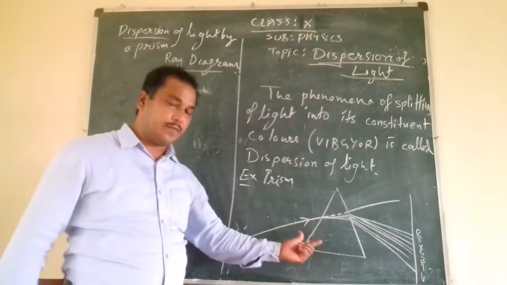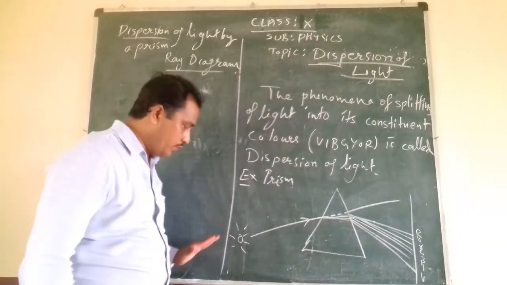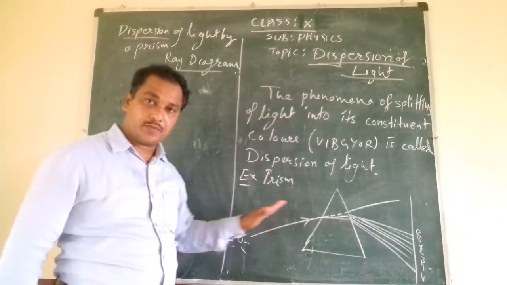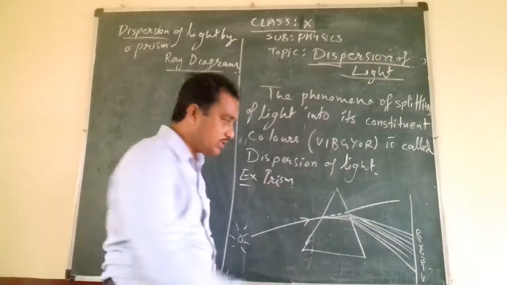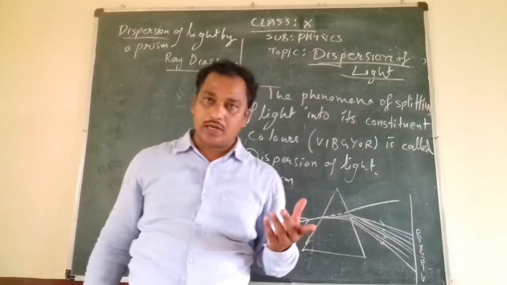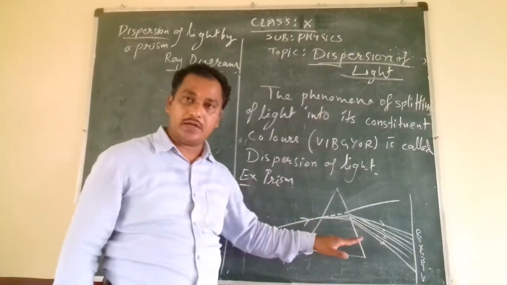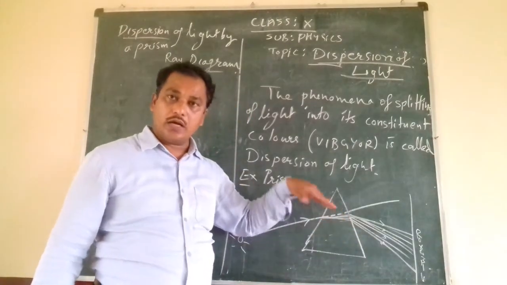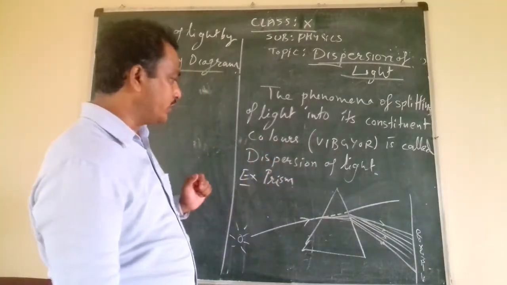As you can see in the diagram, when sunlight falls on the prism, it is split into its constituent colors. You are aware of the refraction of light. When light goes from a rarer to a denser medium, it bends towards the normal, and when it goes from denser to rarer, it moves away from the normal.